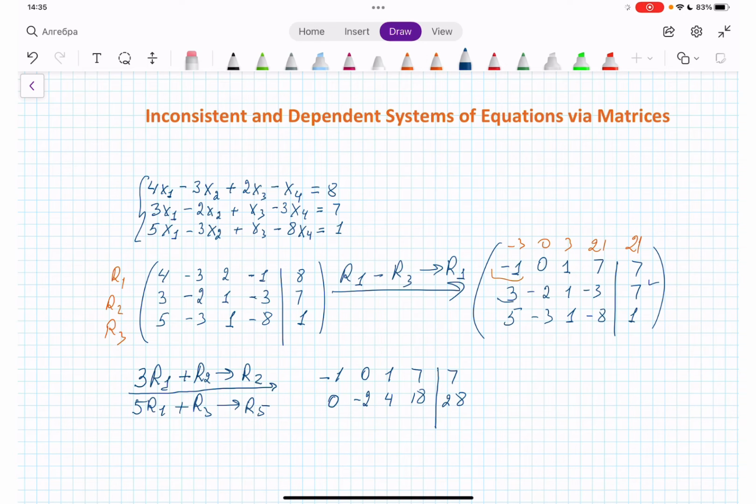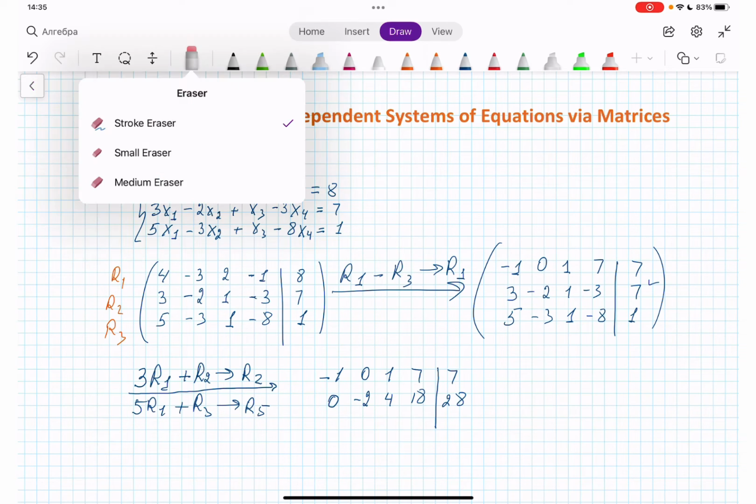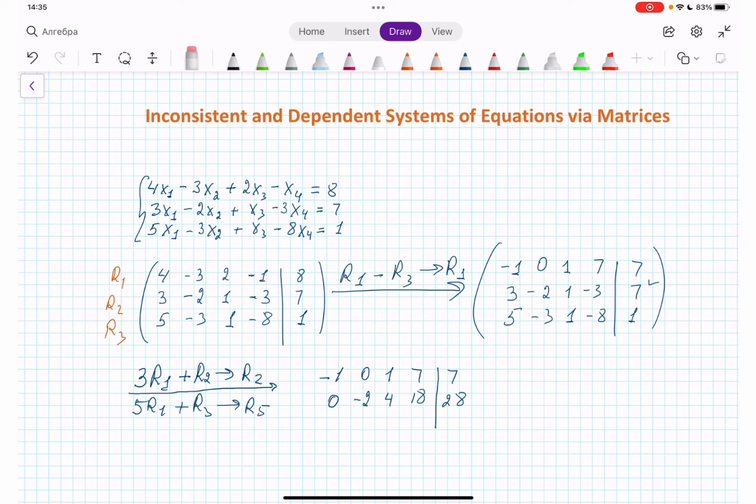Same thing I am doing with the third row. Let me clean this. Okay, now same thing we are doing with the third row. I multiply the first row by 5, and we are getting negative 5, 0, 5, 35, and adding to row 3. Okay, let's go. 5 minus 5 is 0. So see, we got zeros under this leading coefficient negative 1 in the first row.